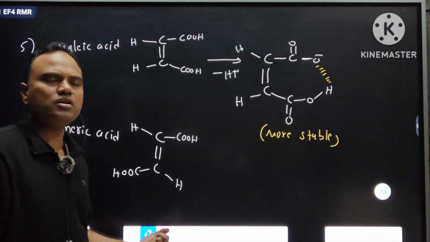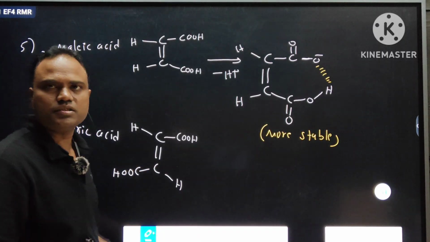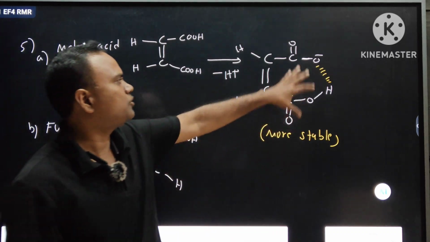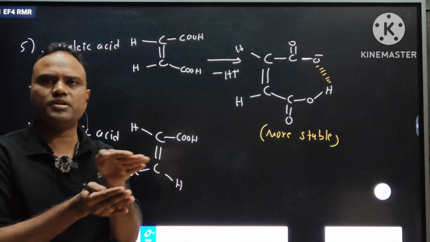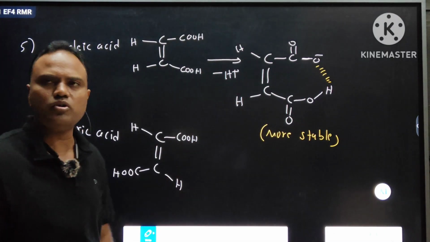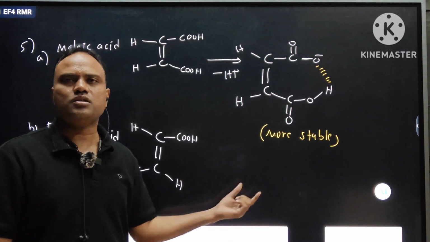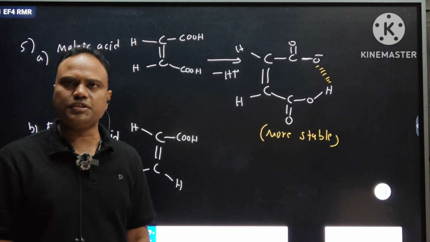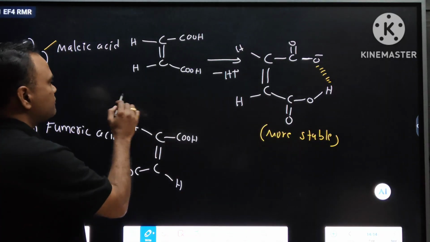Why is hydrogen bonding not formed? Because one COOH is present on this side, another COOH is present on this side. So both are opposite, so hydrogen bonding is not possible. Here both are on the same side only, so hydrogen bonding is possible. When groups are adjacent, then only hydrogen bonding is possible. When groups are opposite, hydrogen bonding is not possible. Here the conjugate base is formed, but that is not stable when compared with the conjugate base of maleic acid. That's why this will be more acidic. A greater than B.